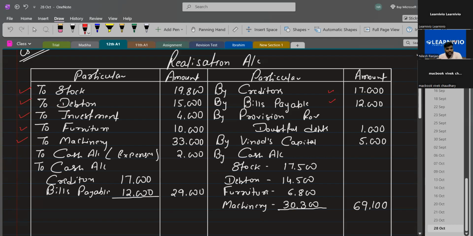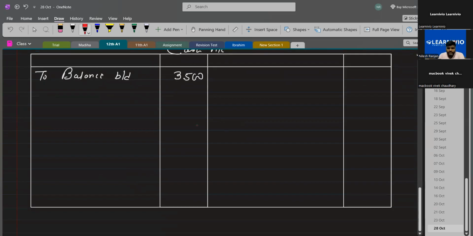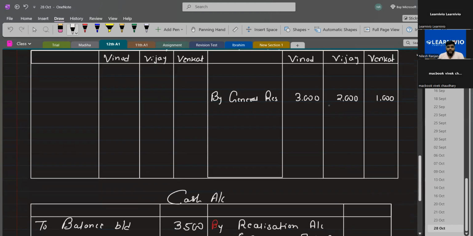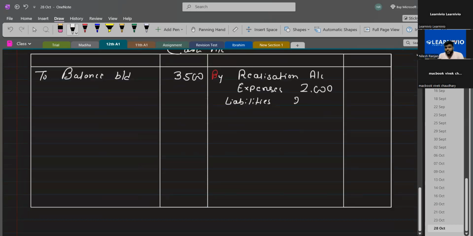Now, whatever items are related to cash will be transferred to cash account. So there are two things here, expenses and liability. We will write them on the credit side of cash. Sorry, we will write here by realization account, expenses 2,000, and liabilities paid 29,000. So 29,000. Total 31,000.